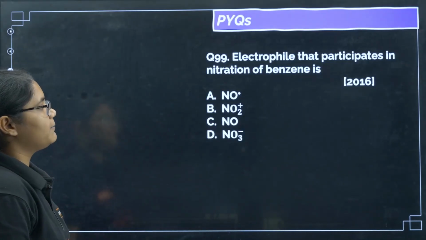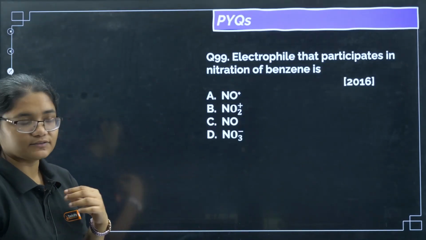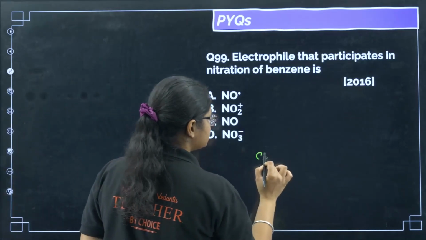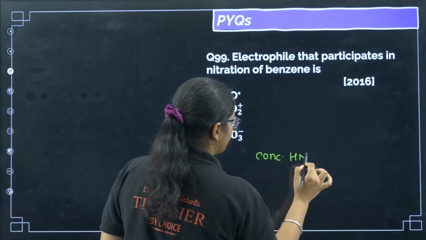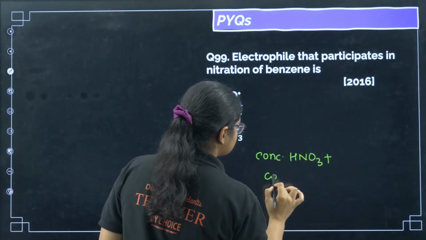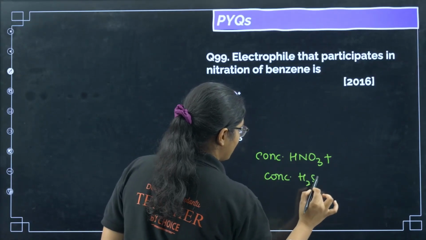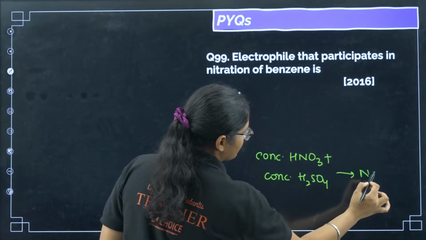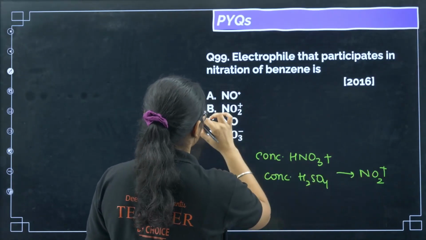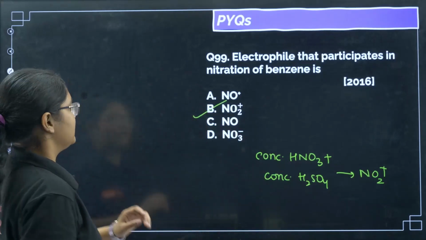Next, the electrophile that participates in the nitration of benzene. When we do nitration of benzene, we use the reagents concentrated HNO3 plus concentrated H2SO4, and these 2 reagents together provide us the electrophile NO2+, that is option number B.